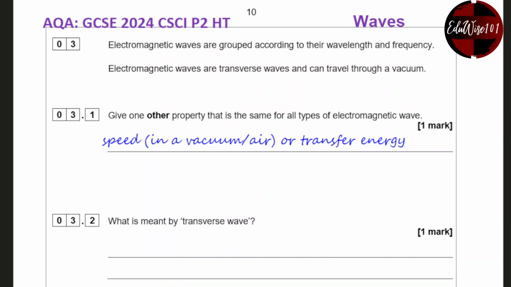3.2. What is meant by transverse waves? Transverse waves are waves in which the oscillations or vibrations of the particles are parallel to the direction of the movement of the particles. What that means is, if this is the particle in a wave, the particles move up and down. That's the particle movement.